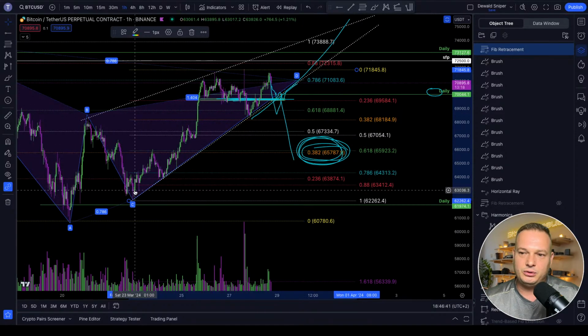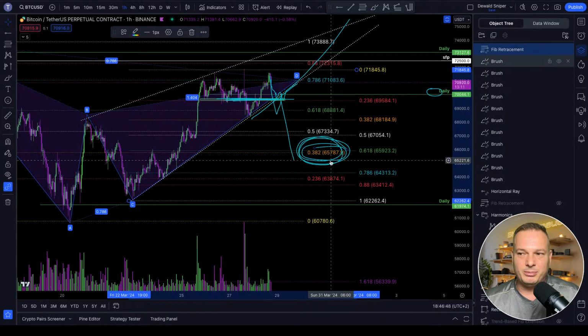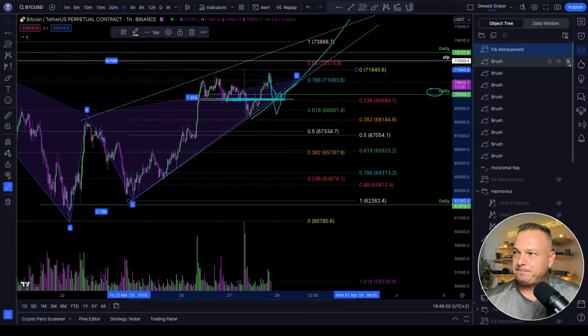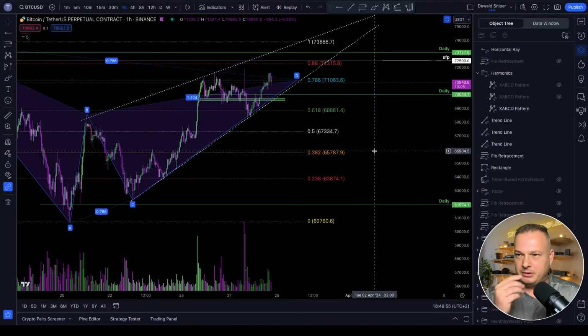So I don't even have to measure the fib from this bottom to this top. I just know that the bigger fib, the 0.618, is generally by the 0.382. Okay. Hope that makes sense. Let's just clean this up a little bit.